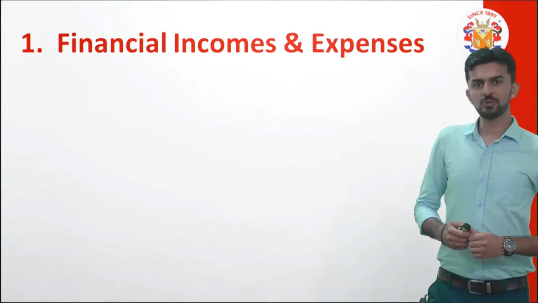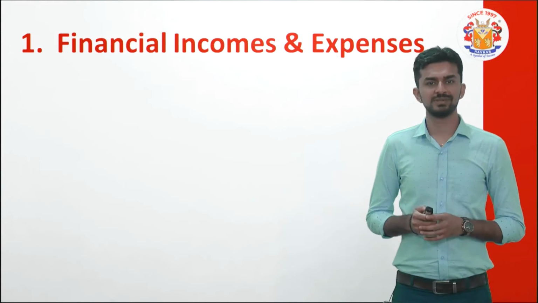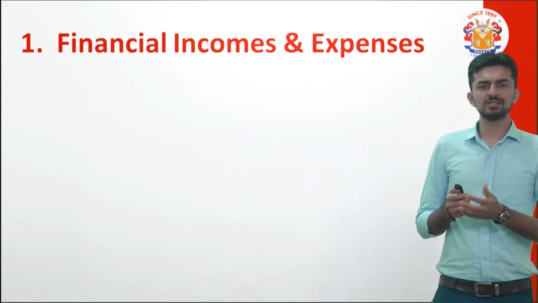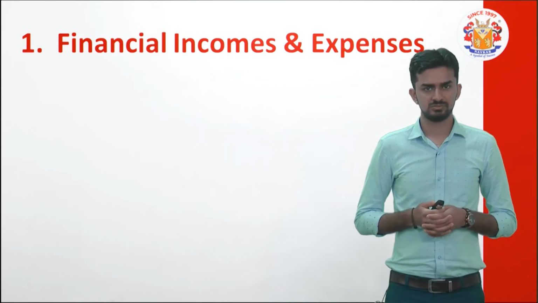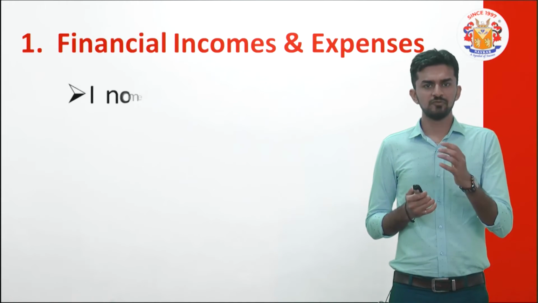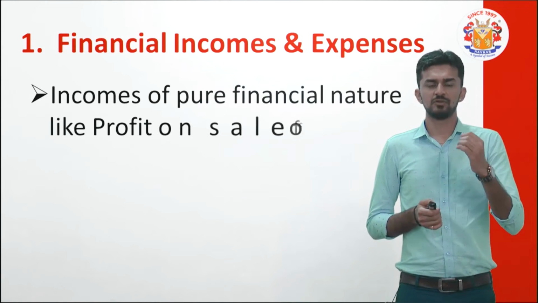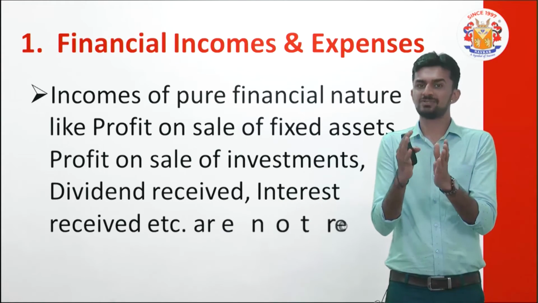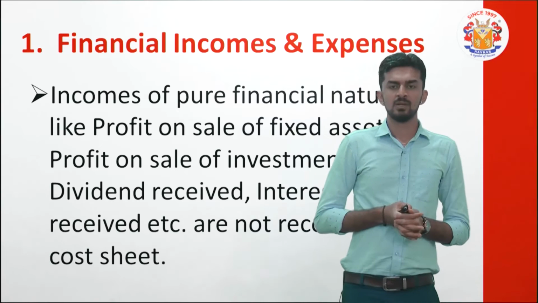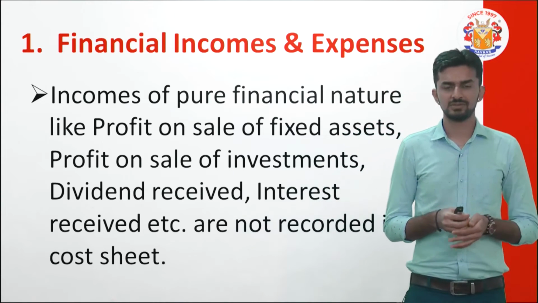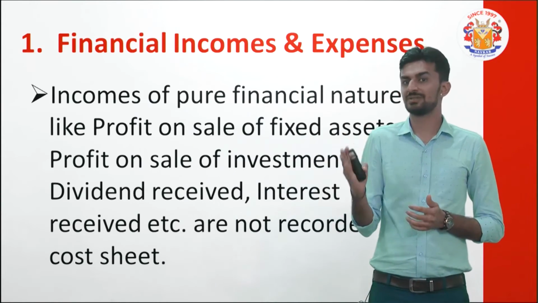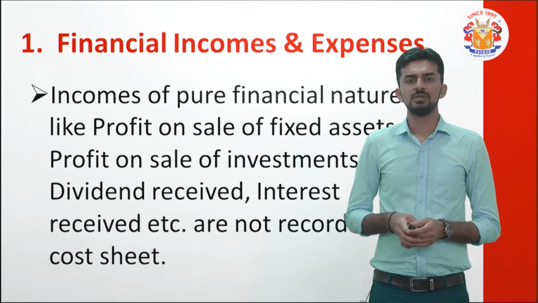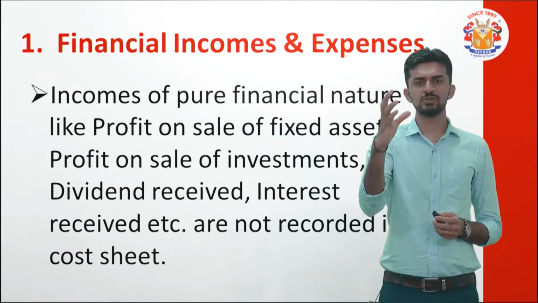So out of 4, let's discuss the first one, that is financial incomes and expenses. There are certain incomes of pure financial nature, like profit on sale of fixed asset, profit on sale of investment, dividend received, interest received, etc., which finance does record, but we have learned in cost sheet that costing doesn't. Say for example, there is a dividend received to the tune of rupees 1 lakh.